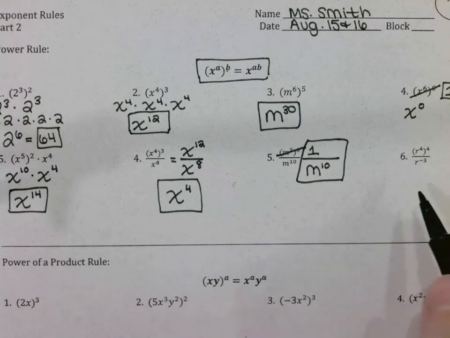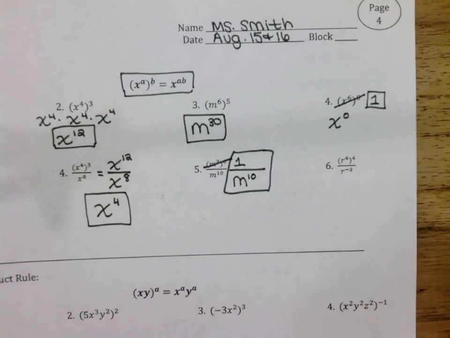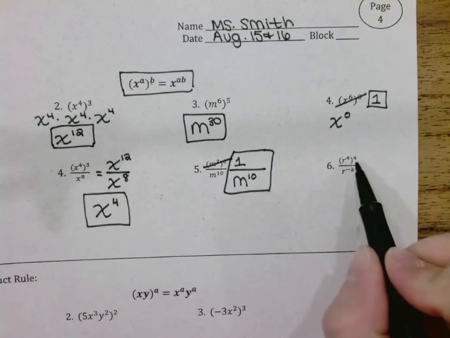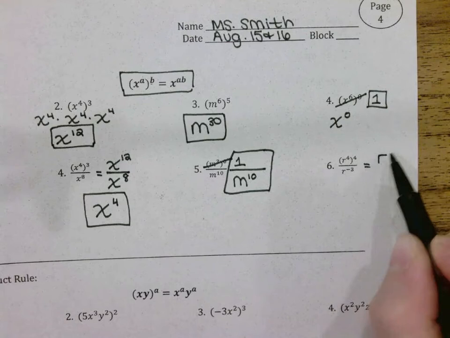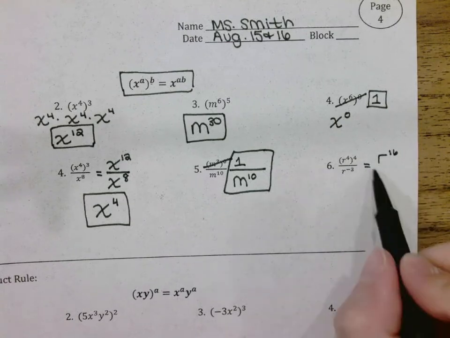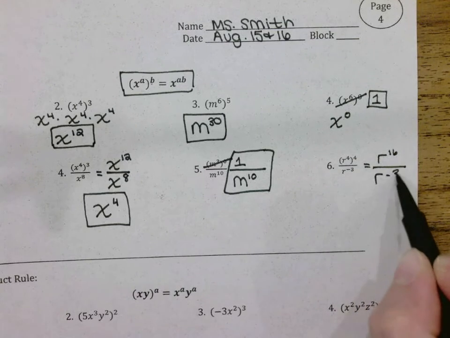And then for 6, I'm going to start off by doing the power rule up here. Since we have an exponent raised to another exponent, I know that's going to be r to the 4 times 4, which is 16. And that is being divided by r to the negative third.